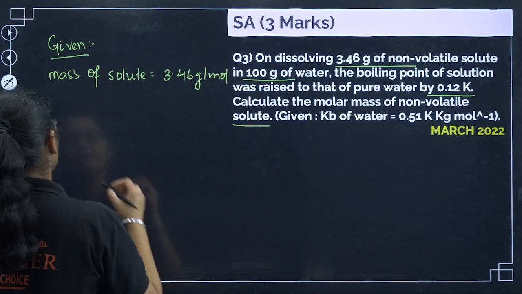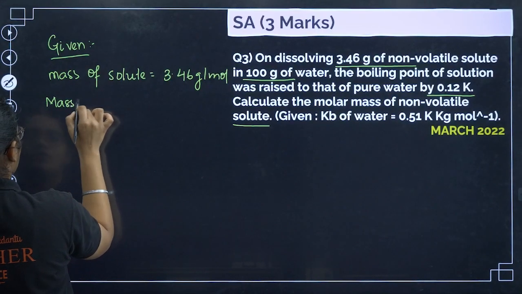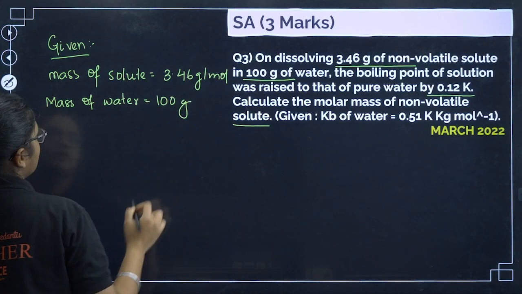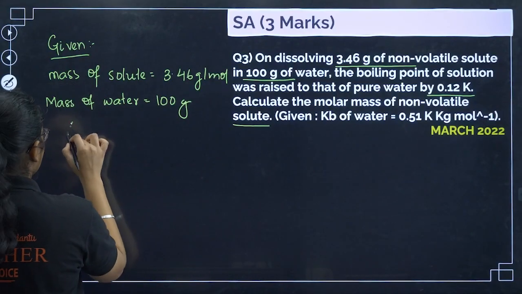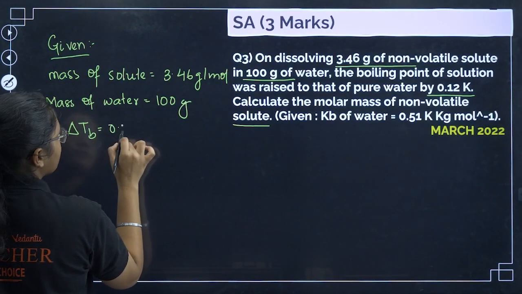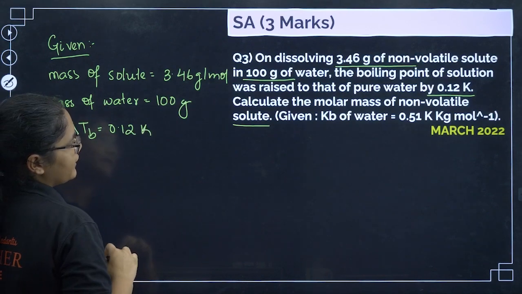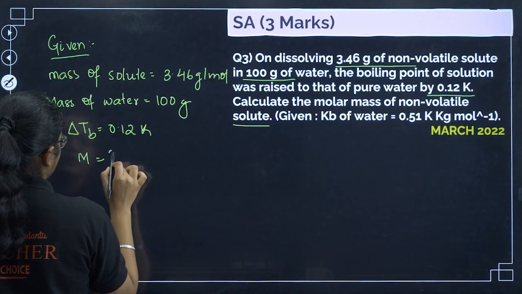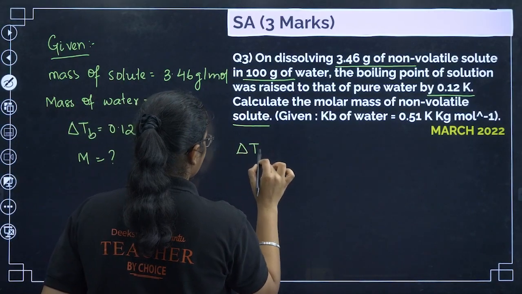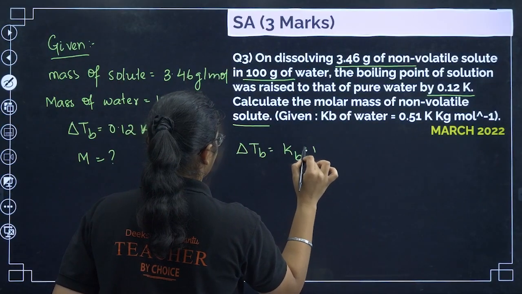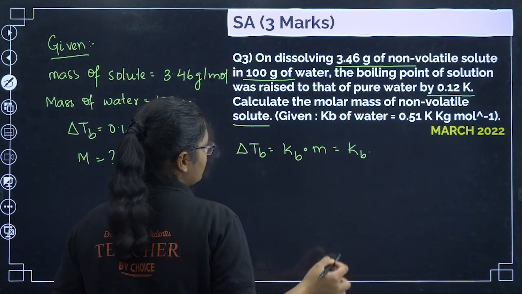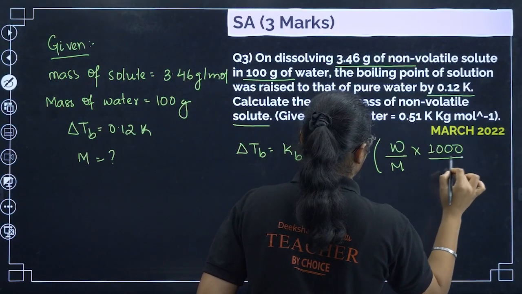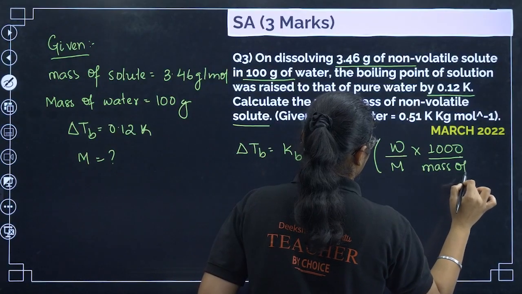Next we have 100 gram of water, that is the mass of water, or mass of the solvent, 100 grams. Then delta TB is equal to 0.12 Kelvin. And then calculate the molar mass of the non-volatile solute. So molar mass of the non-volatile solute we have to calculate. Delta TB is equal to Kb into M, which is equal to Kb into given mass by molar mass into 1000 by mass of solvent in kg.